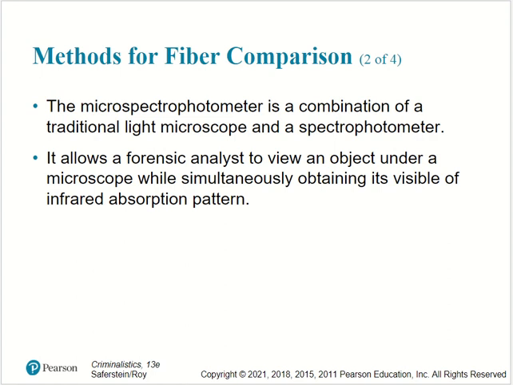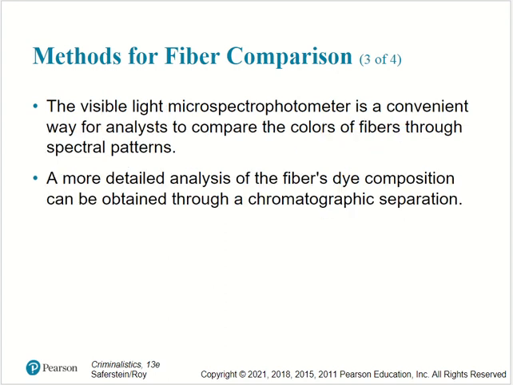It allows a forensic analyst to view an object under a microscope while simultaneously obtaining its visible and infrared absorption pattern, the visible being the region of light where we see color, and infrared being the higher wavelength, lower energy spectrum of light that we do not see. The visible light microspectrophotometer is a convenient way for analysts to compare the colors of fibers through spectral patterns. A more detailed analysis of the fiber's dye composition can be obtained through a chromatographic separation.